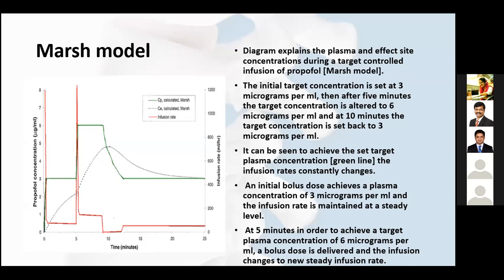You have to just enter the concentration. Initially you need a higher concentration, and gradually you can reduce the concentration in relation to the BIS monitor. BIS will always help you. Without BIS, it's very difficult to use these TCI pumps. Hope all the delegates have understood this.